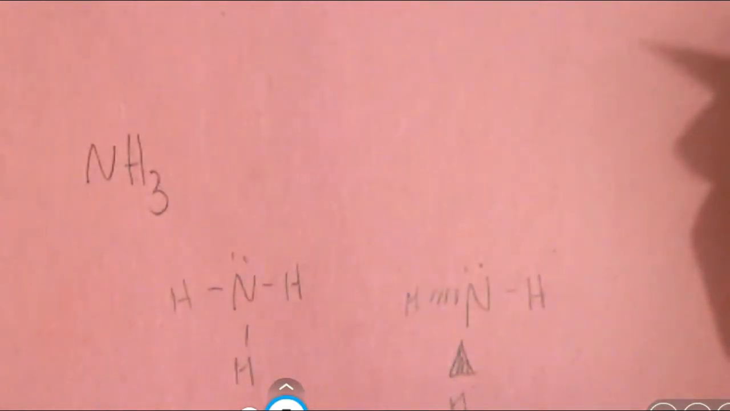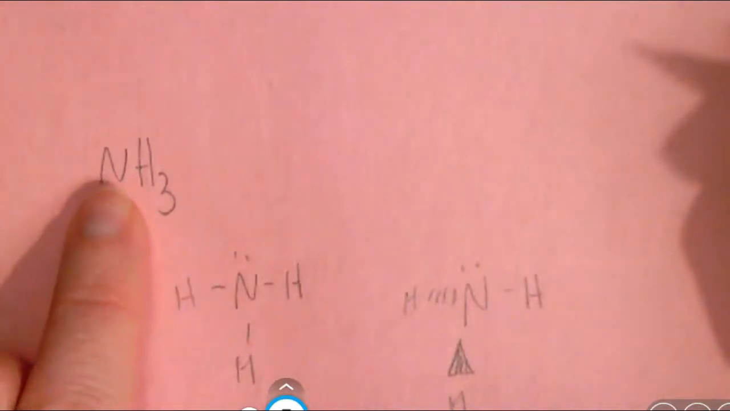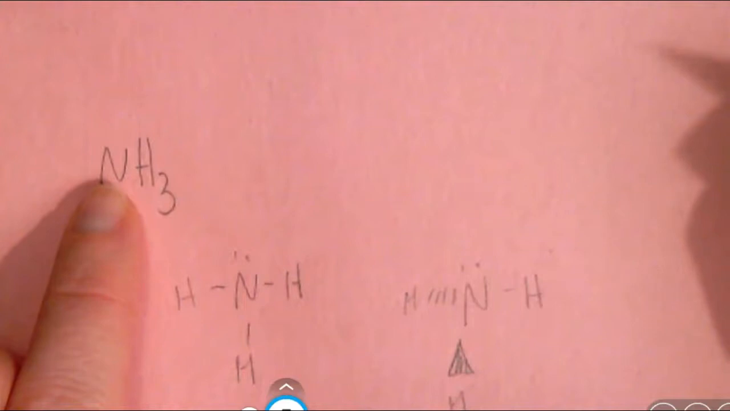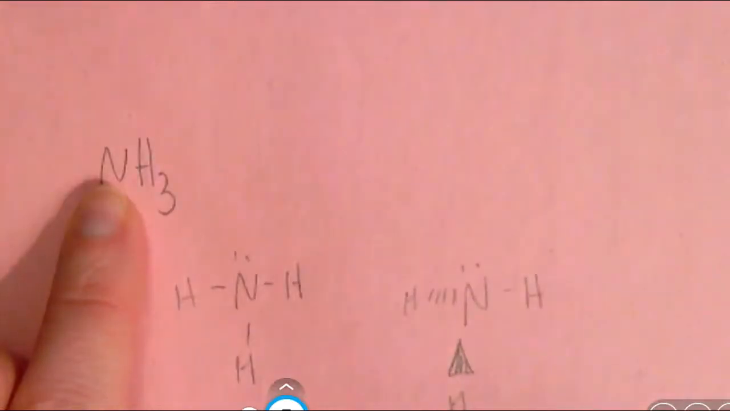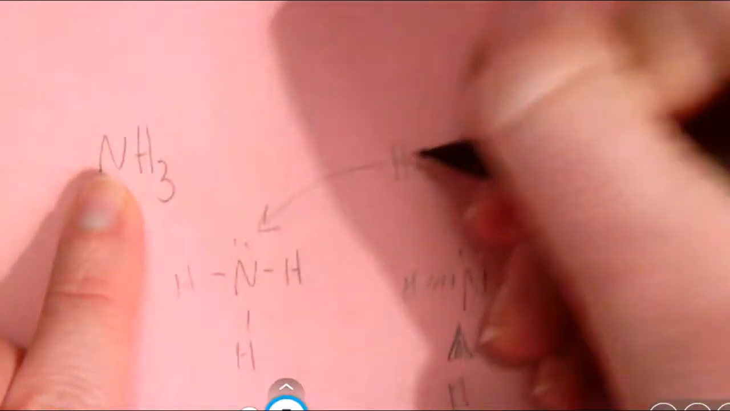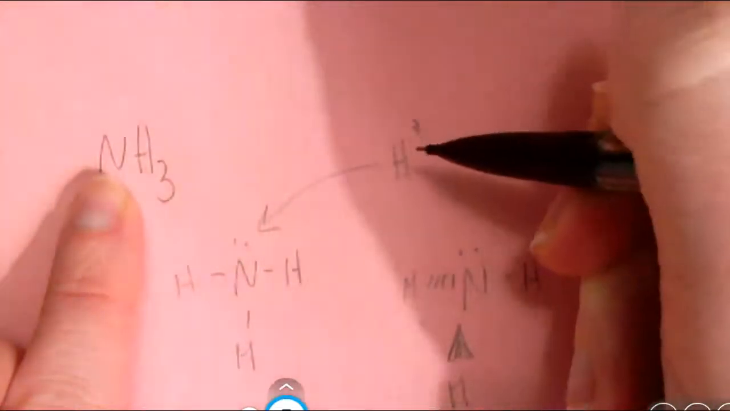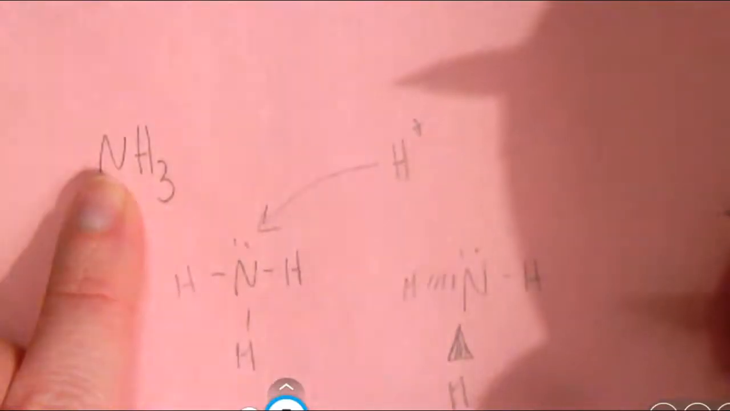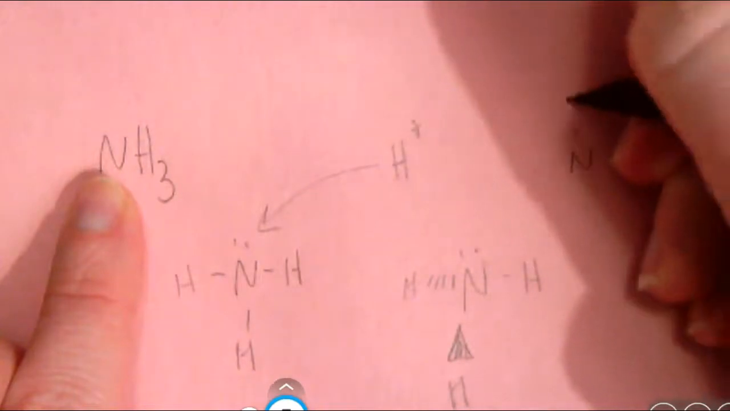But how do we know it's a base? It doesn't have an OH minus here, so it's not a base by our first definition. But what about our second definition? Like I said, it's a little bit harder to figure the bases out. But as it turns out, notice this lone pair of electrons. Guess what can go there? A hydrogen. A proton.